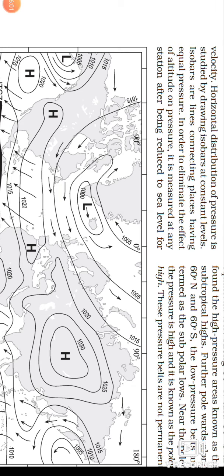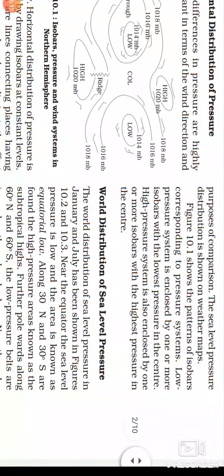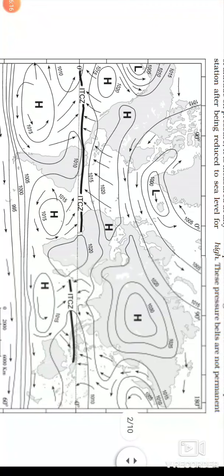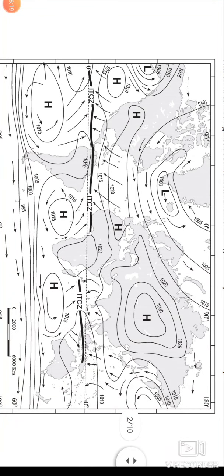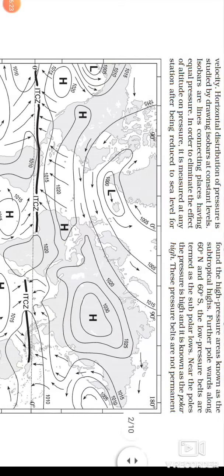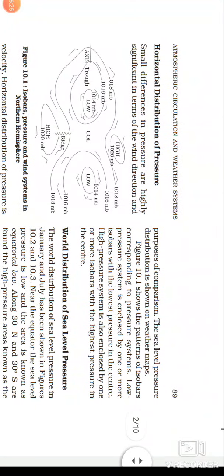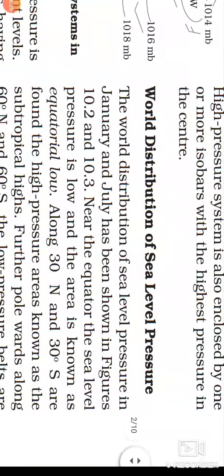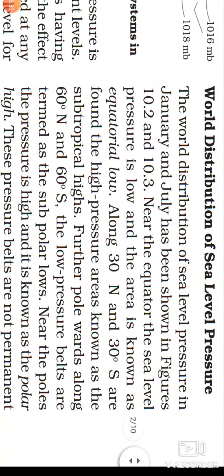Horizontal distribution of pressure is studied by drawing isobars at constant levels. Isobars are lines connecting places having equal pressure. Okay, this is something which we have just studied. So this is about the existence of low pressure and high pressure zones on the planet Earth. Okay, so we will be discussing next the world distribution of sea level pressure.